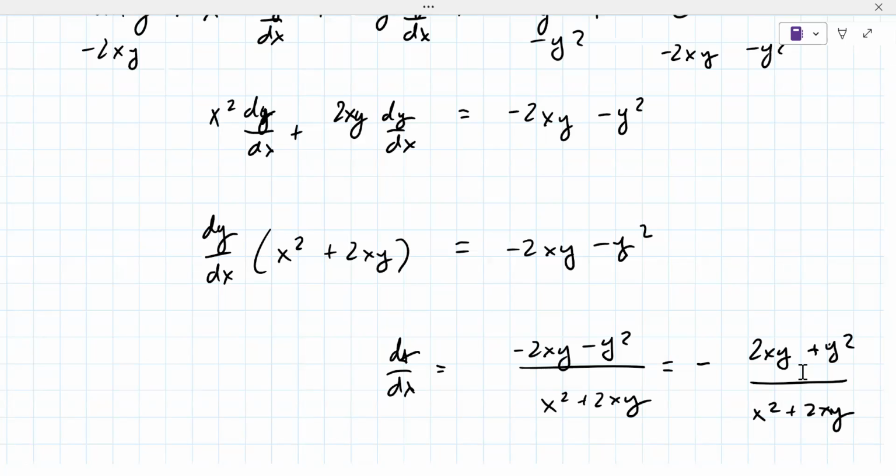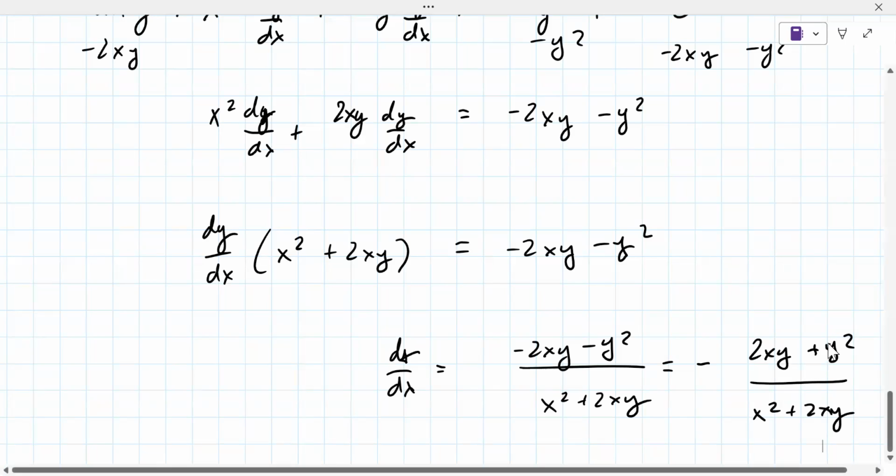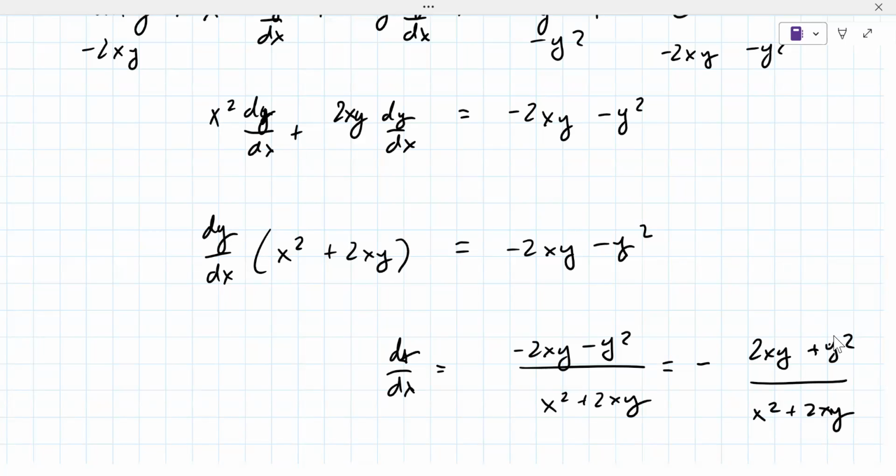Let's see. We do number 19. Sure. This is y equals sine of xy.